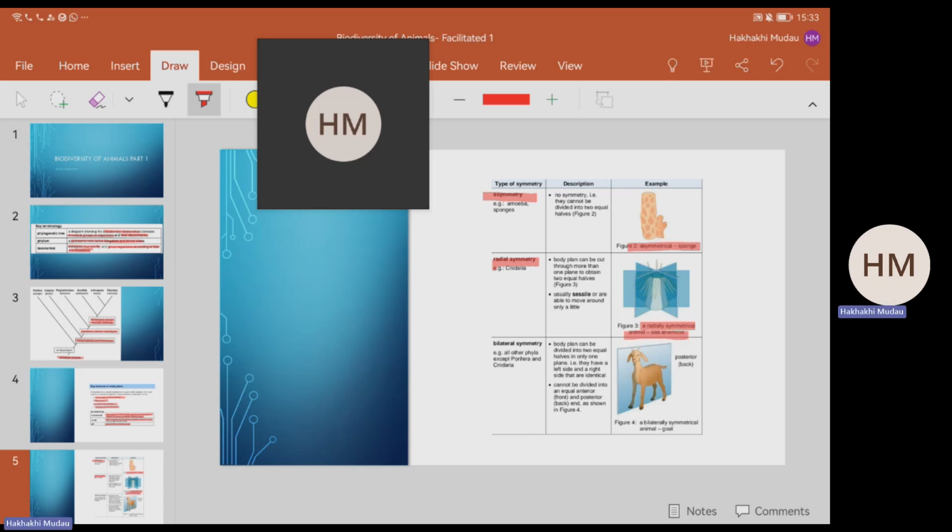And then bilateral symmetry. Bilateral symmetry can also be cut into two equal parts, but only in one plane. They made an example of a goat over here. Human beings are also an example of that, because once you cut in the same plane that they're cutting the goat, you're going to have one hand here, one hand there, one leg there, unless the person has some sort of disability. But it's supposed to be this way.